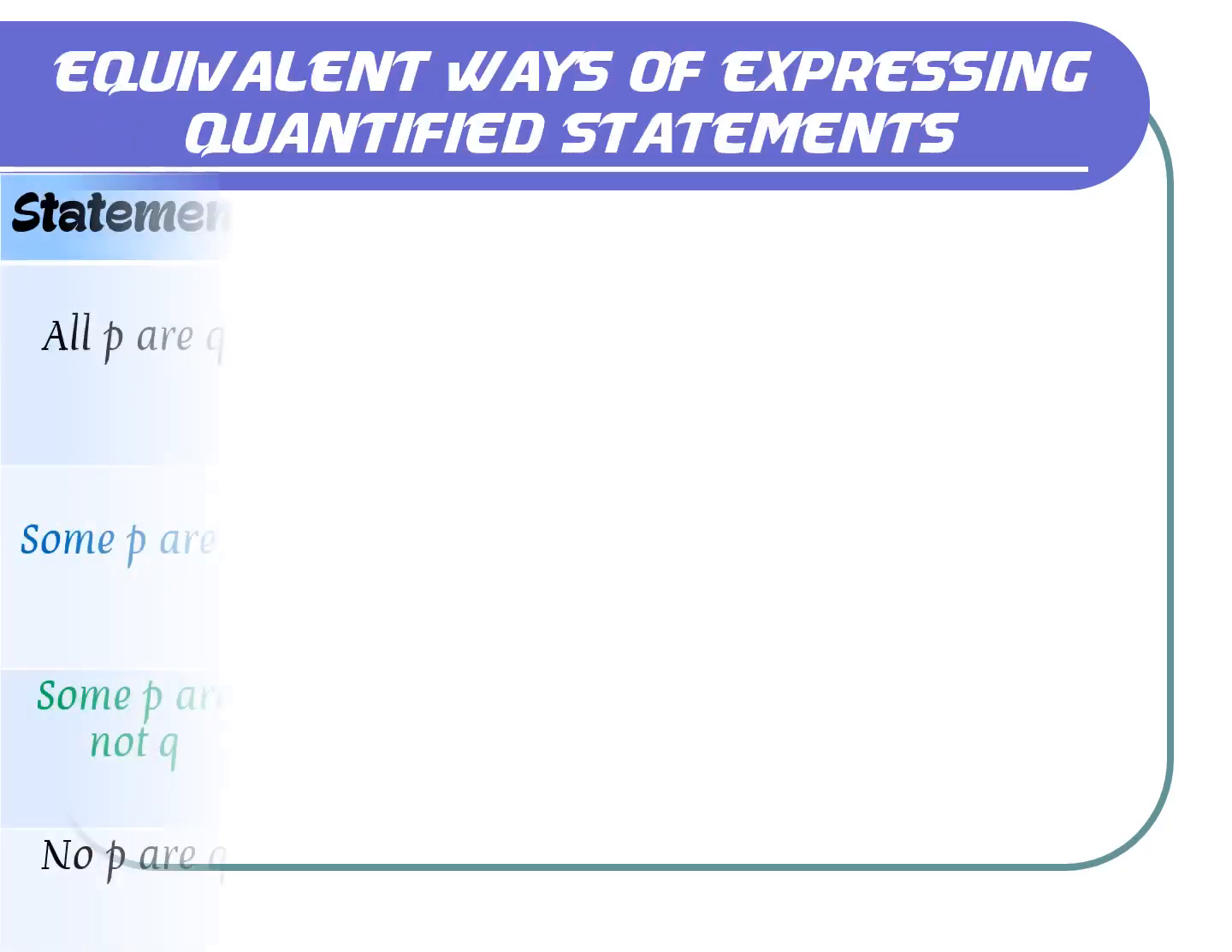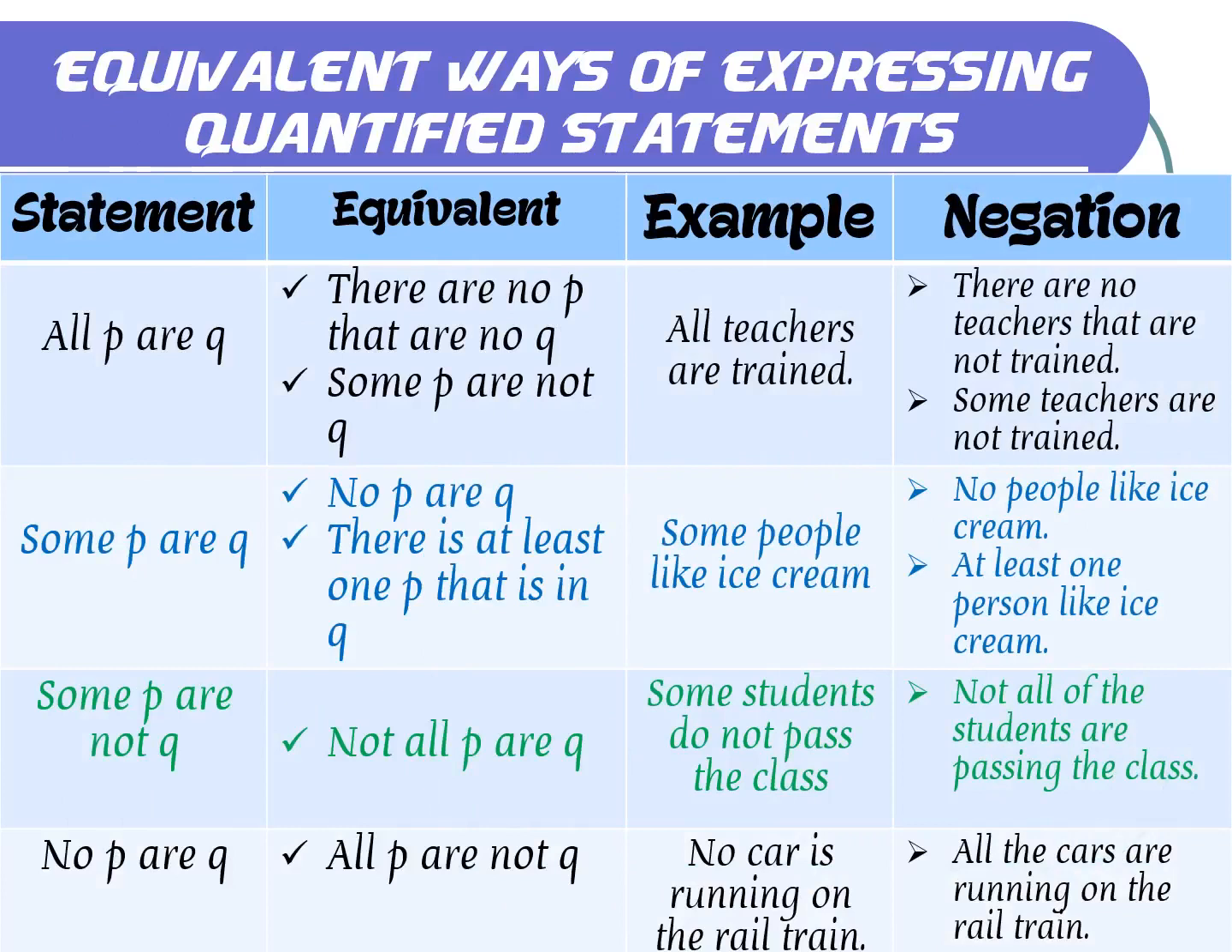These are equivalent ways of expressing quantified statements. For the statement all P are Q, we can negate this one as there are no P that are not Q, or some P are not Q. For example, all teachers are trained, so the negation could be there are no teachers that are not trained, or some teachers are not trained. For some, for example, some people like ice cream, the negation could be no people like ice cream.